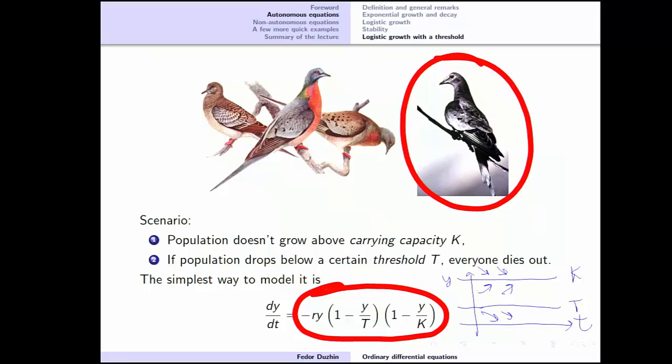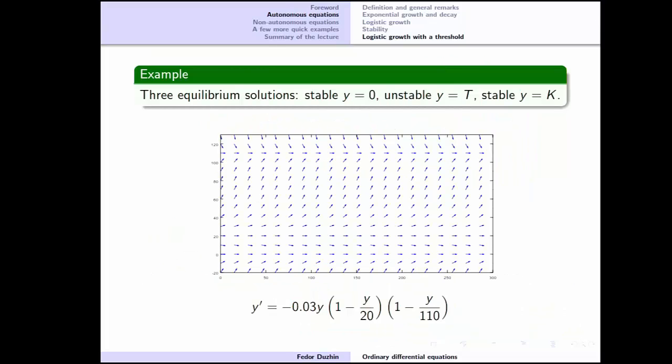If you look at it carefully, you will see that indeed the right-hand side of this equation has three zeros, right? One of them is 0. From here, if y equals T, then this part is 0. So this is T, and this is K. And if you analyze it carefully, you will see that if y is bigger than K, then the right-hand side is negative. If it is between T and K, then it is positive, and so on. And hence you have something like this.